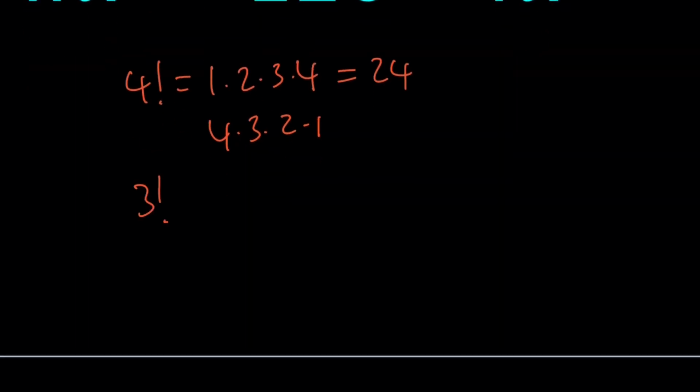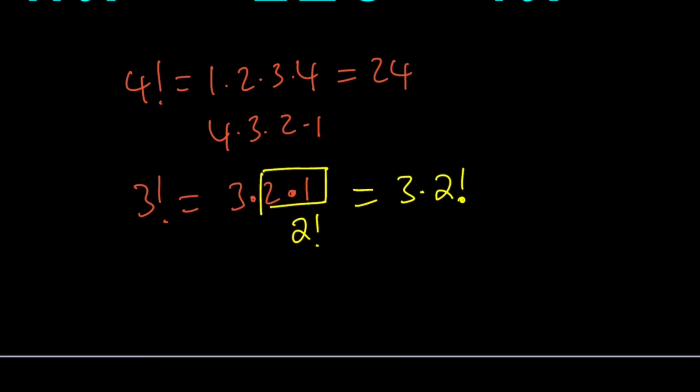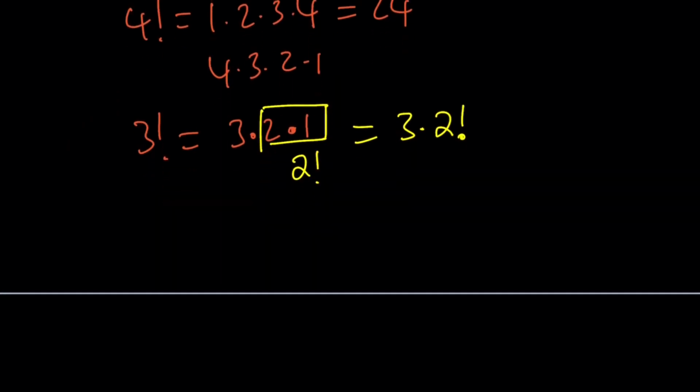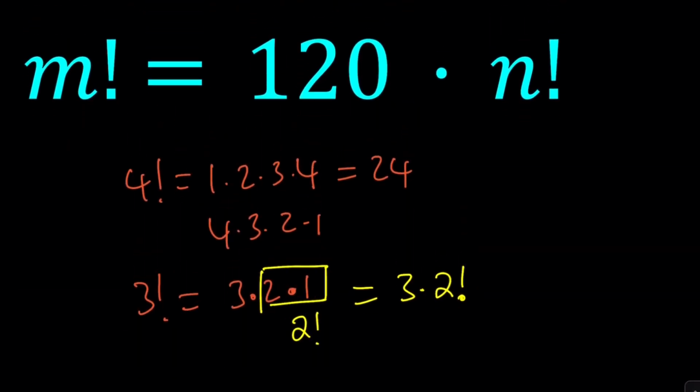Or 3 factorial would just be 3 times 2 times 1, and the reason why we write it that way is because 2 times 1 can be written as 2 factorial, so 3 times 2 factorial is 3 factorial. Larger factorials contain the smaller ones, so when you look at this equation from that perspective, it makes more sense. So we can safely say that m is going to be greater than n. Okay, great. Not only that though, 120 is also a special number.